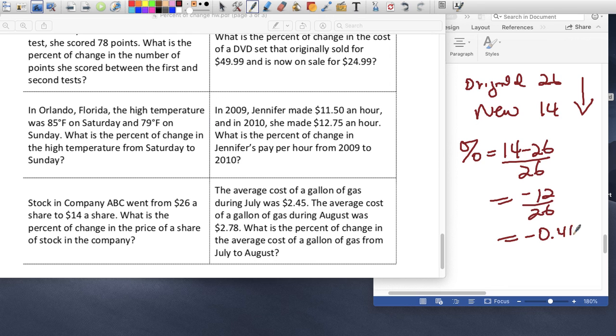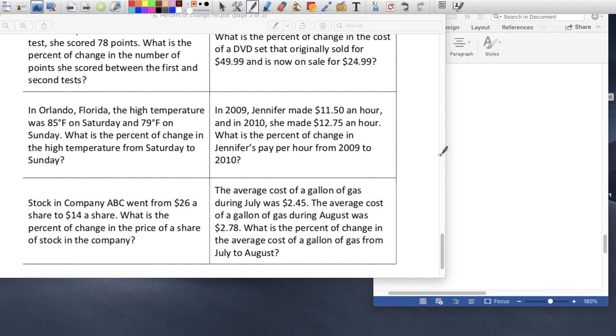negative 0.46153. So we can just write negative 46, moving 1, 2, 46.15%.